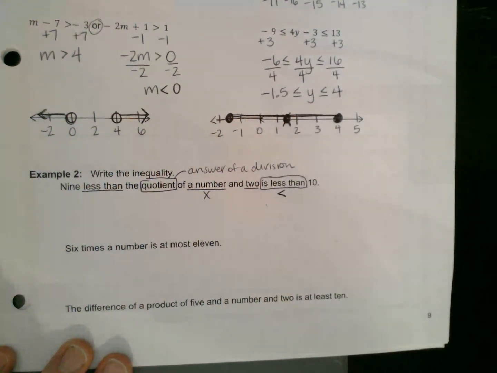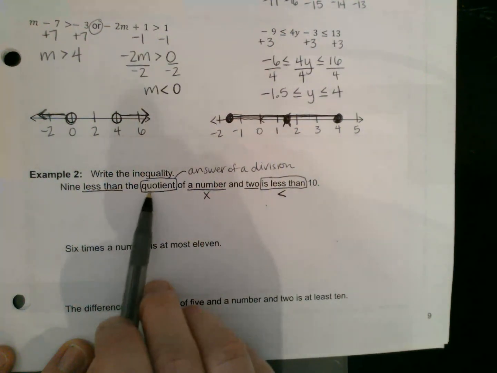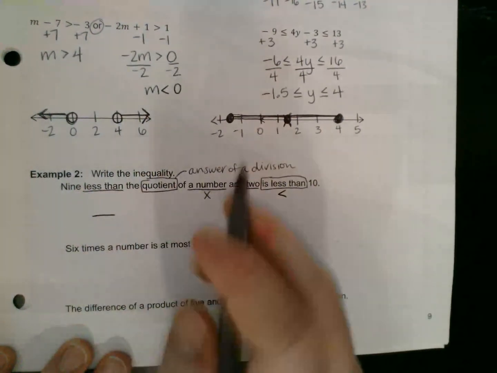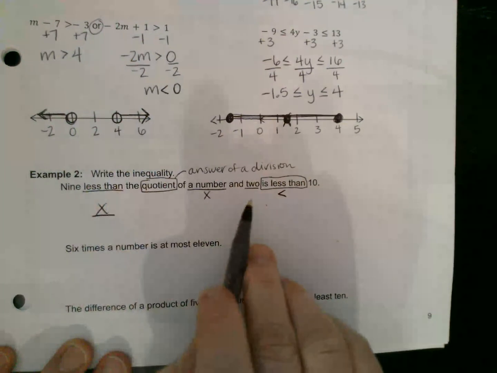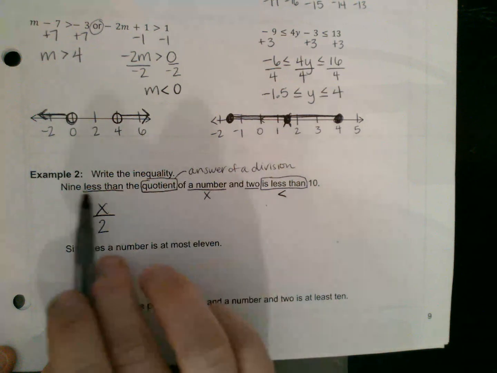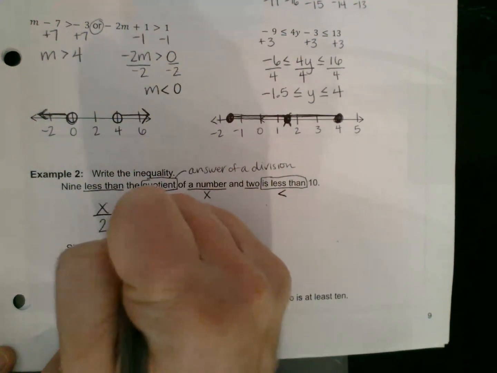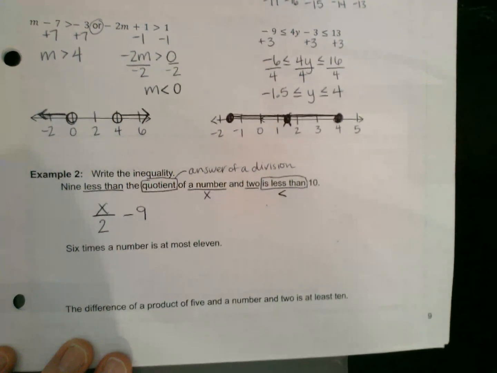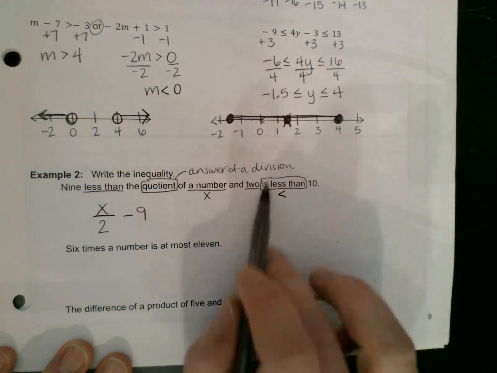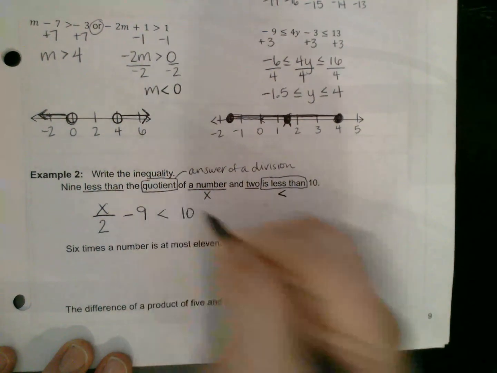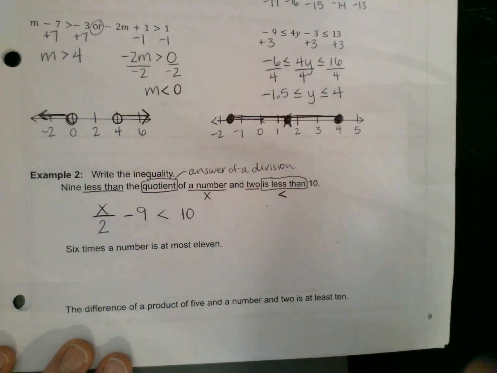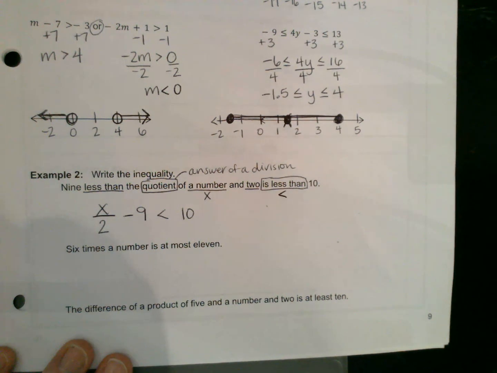Okay, so what I've heard so far is that we're doing some sort of dividing. And what we're dividing is a number, or in other words, something I don't know, and 2. But I don't just want to do the division right here. I want to do 9 less than that. So I want to subtract 9 from whatever that division is. And then I need all of this to be less than 10. And that's all we have to do, is take the sentence and write it in symbols.